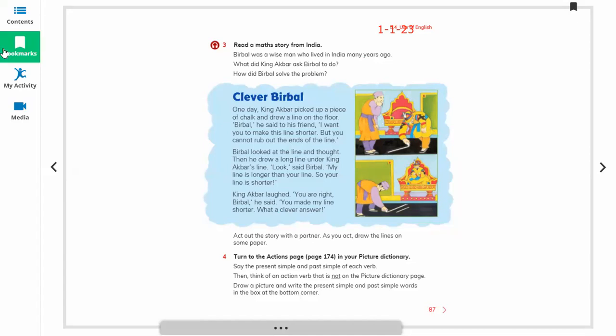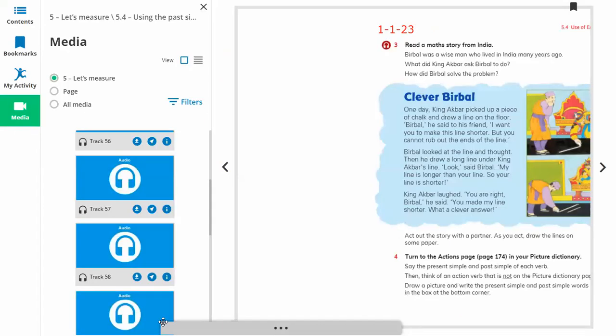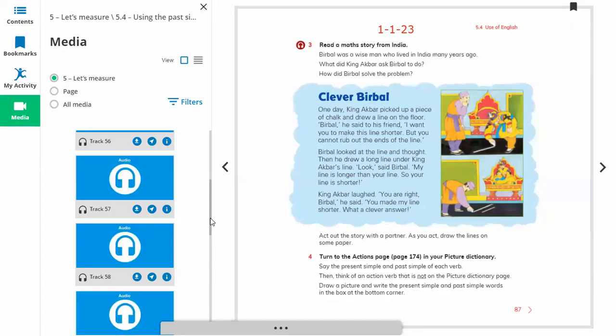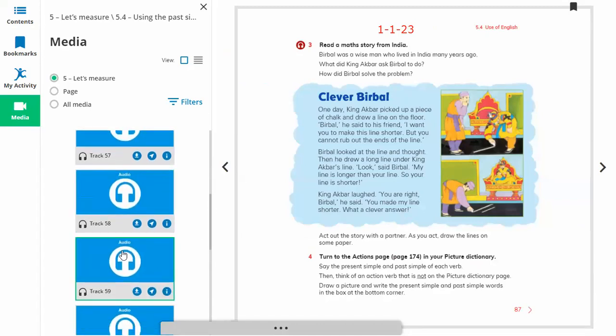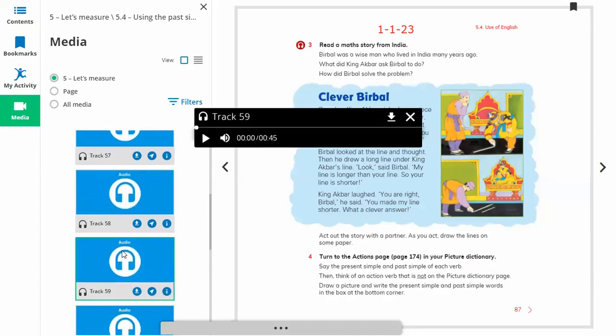So for this, we have to listen to a story, audio track number 59. First, let's listen to the story. Then I'm going to read the story as well. And then we are going to answer the questions. So listen carefully, boys. Track 59.